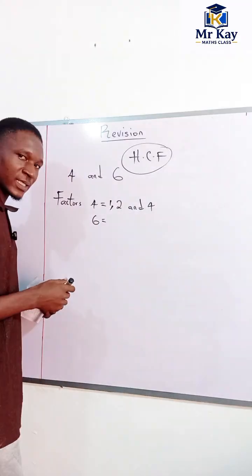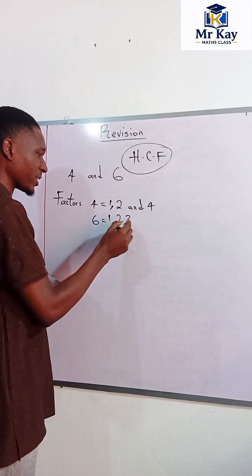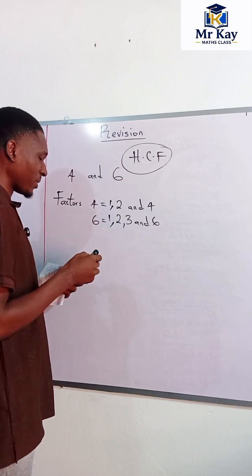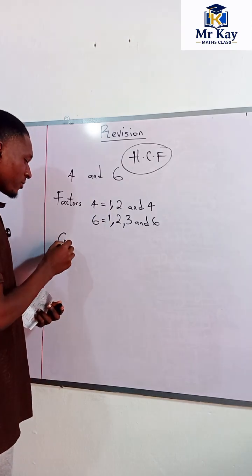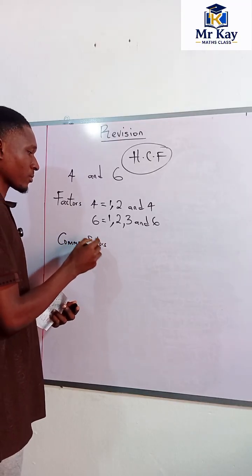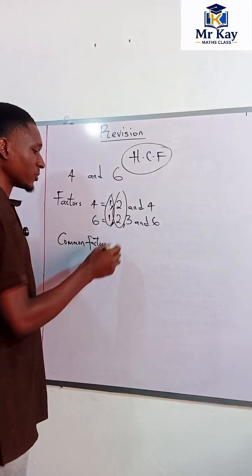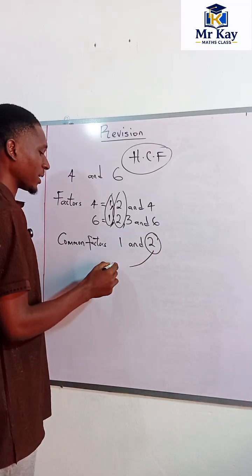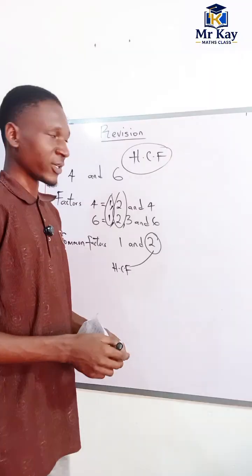In 6, what are the numbers that can divide 6 without remainder? 1 can do that, 2 can do that, 3 can do that, and 6. These are the factors of each number. Then you look for the common factors. The common factors are 1 and 2, just 1 and 2. And the biggest one, which is the highest common factor, is automatically 2. This is the first method of calculating the highest common factor.